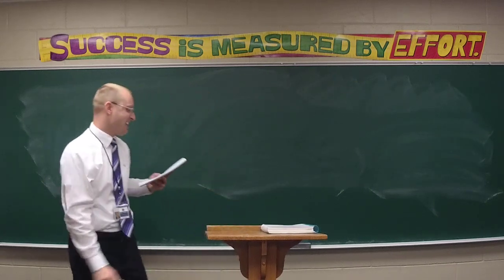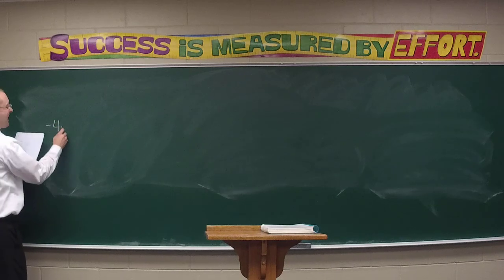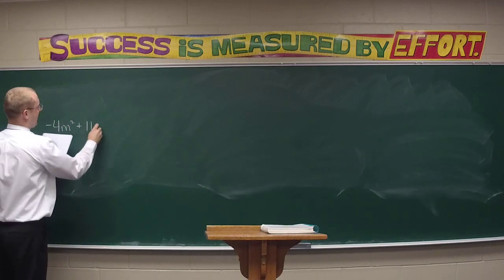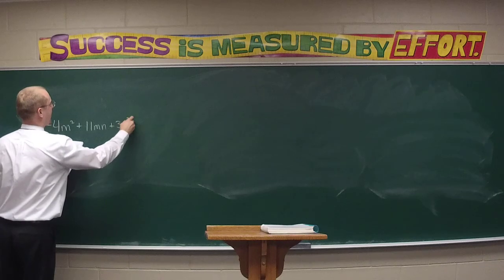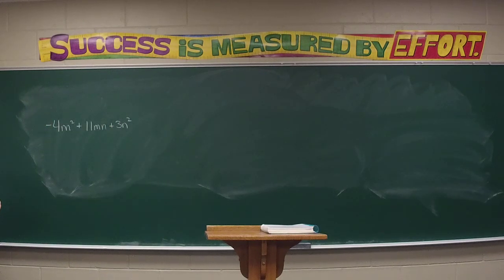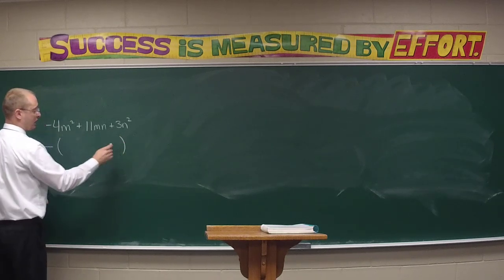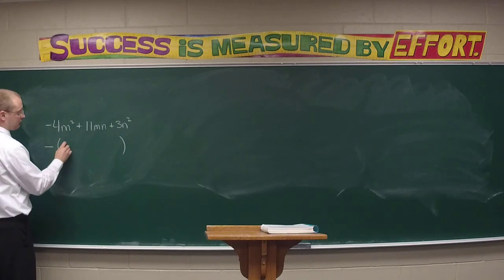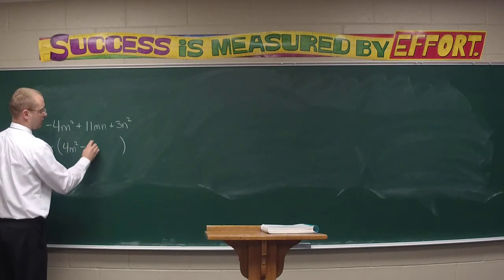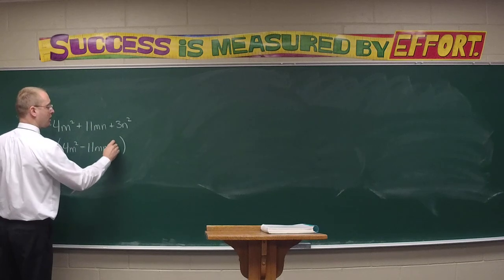Write this down if you would: negative 4m squared, positive 11mn, and positive 3n squared. We talked about this yesterday and already looked at it in homework once, but when we have a polynomial with a leading negative, we've got a couple options open to us. The first option, Kendall, would be to factor out the negative. That's perhaps the most direct approach, which would leave us with what? 4m squared, negative 11mn, negative 3n squared.